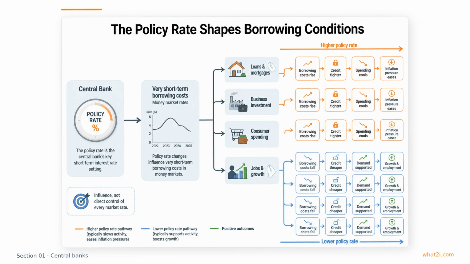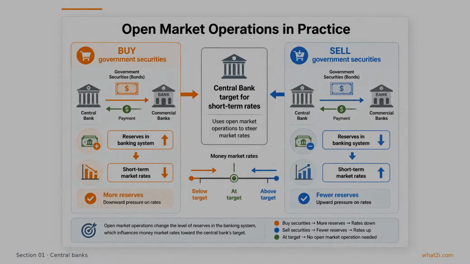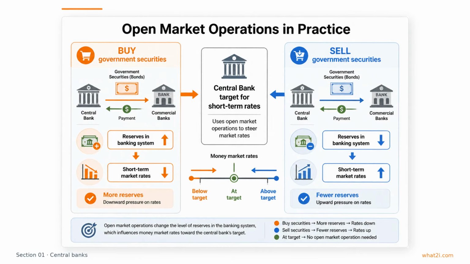A homeowner, a company, and an investor may all feel the effects differently, but the starting point is the same policy signal. In Forex, higher expected rates often make a currency more attractive, while lower expected rates can do the opposite. One way central banks keep market rates close to their target is through open market operations.